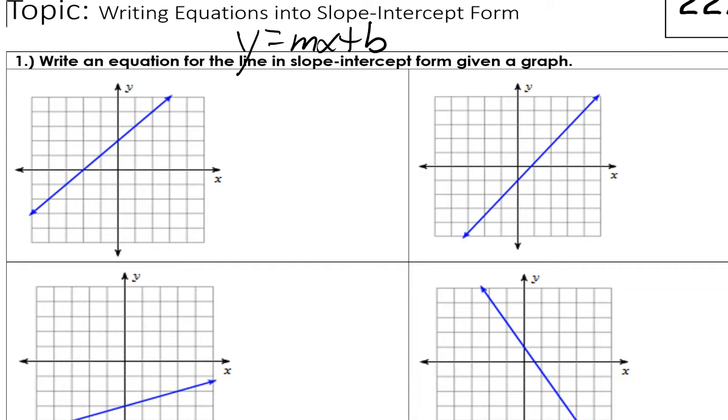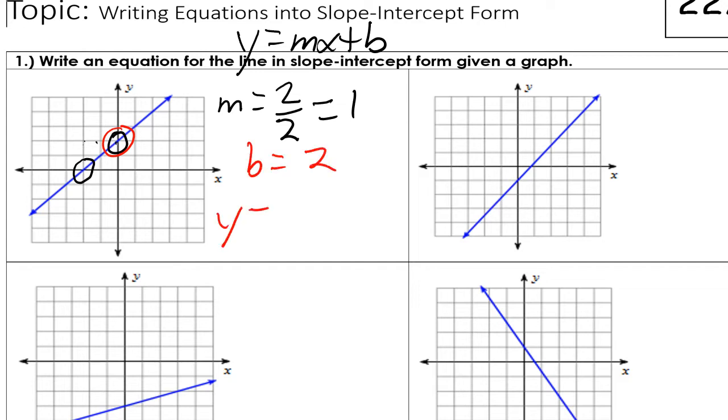When we have a line, we can pick 2 points. There's a point, there's a point. So m is equal to, if I start here, I go up 2 and then right 2. So 2 over 2, 2 up, 2 to the right. Slope is 1. b is this point here where the line crosses the y-axis, so b is equal to 2, and our line is y equals x plus 2.